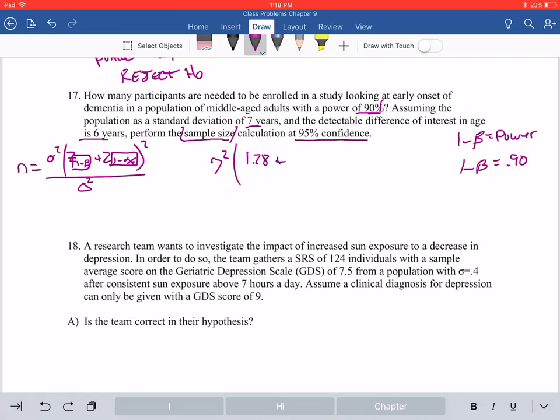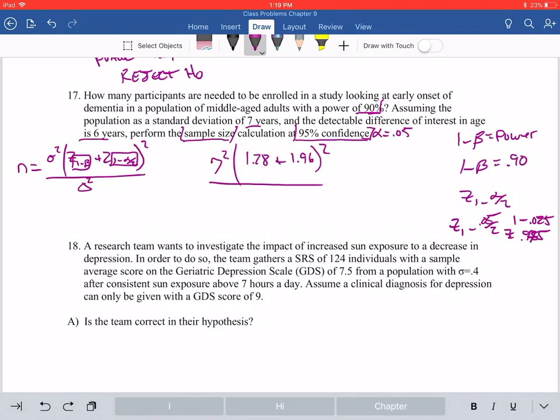And then plus your z of 1 minus alpha over 2. Well, alpha is not stated, but alpha has a relationship with confidence. 95% confidence is an alpha of 0.05. Confidence and alpha are always going to give you 1 or 100%, so our alpha level is 0.05. So z of 1 minus 0.05 over 2, you get 1 minus 0.025, which is 0.975. So z of 0.975, you look up in the back of the book, gives you a value of 1.96.